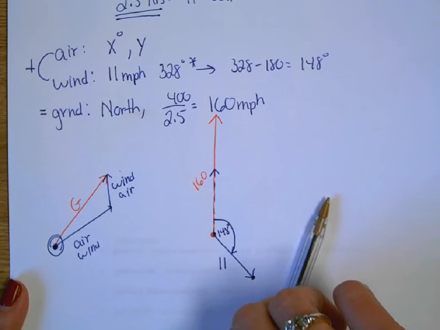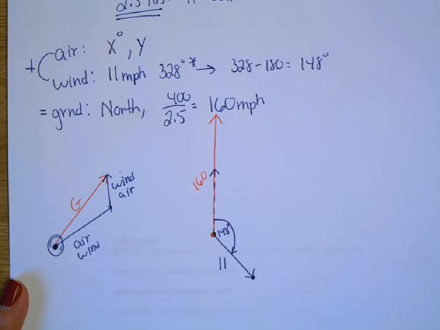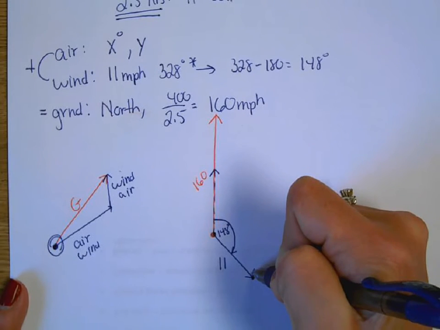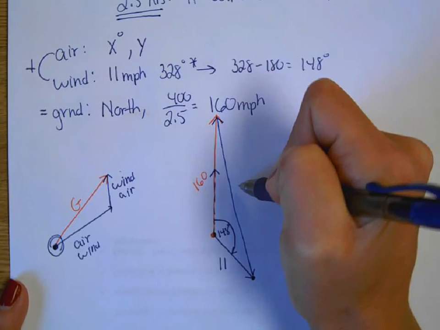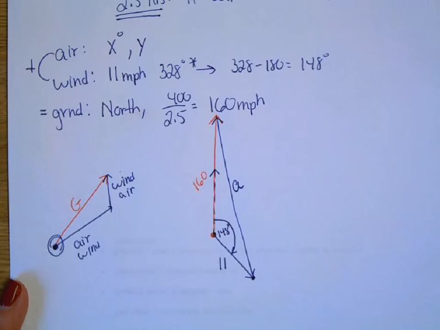So now when I draw in my airspeed vector, airspeed is attached to the wind. Where is it attached to? The tail or the head? The head. So there is airspeed. I'll use little a for airspeed.